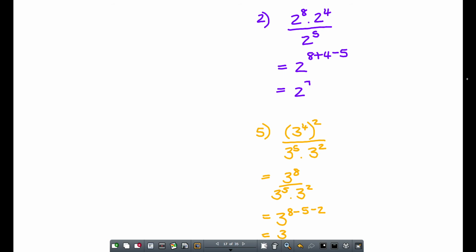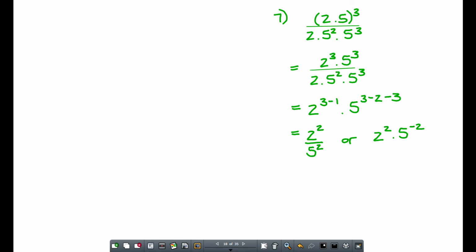Okay, that's number 7. What I did here is that to the power 3 applies to everything in the bracket. So 2 to the mag 3 maal 5 to the mag 3. Dis wat ek daar gekom het.